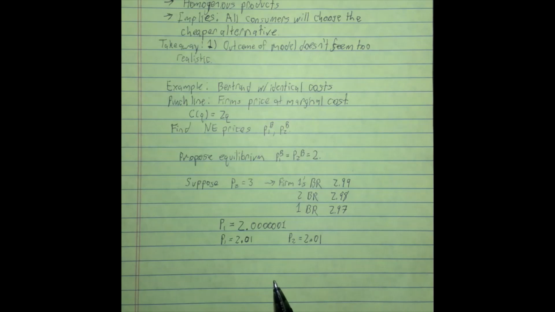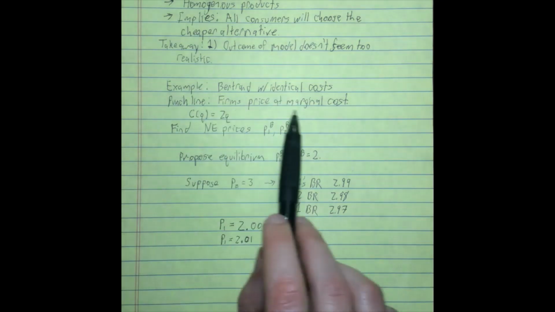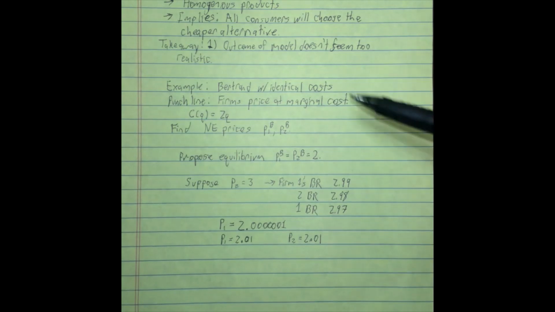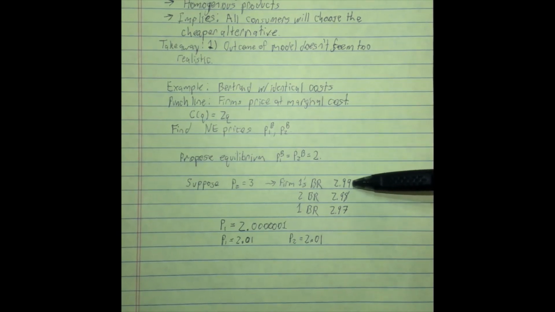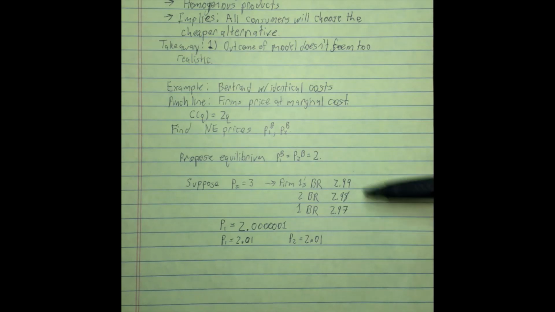So the takeaway, with identical costs, firms price at marginal cost. I do want to highlight that we use this price competition example for both dominant strategies. There was no dominant strategy because it was never always the best thing to price at $2.99 or to price at $2.01. So there was no dominant strategy and there were no dominated strategies.